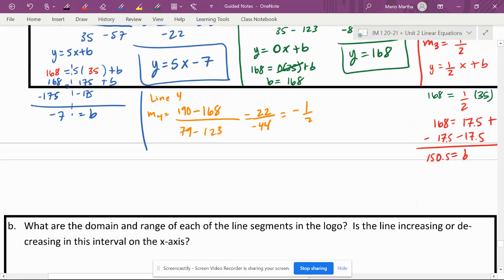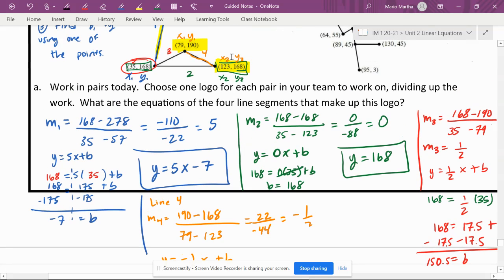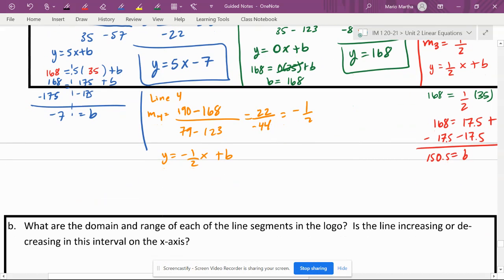So again, we want to find now the y-intercept. So y equals negative 1/2 x plus b. And again, you can pick one of these 2 points. Let's pick the top one, 79, 190. So 190 equals negative 1/2 times 79 plus b. So what you want to do here is, again, negative 1/2 times 79. If you do that, you're going to get negative 39.5 plus b, and that's equal to 190.